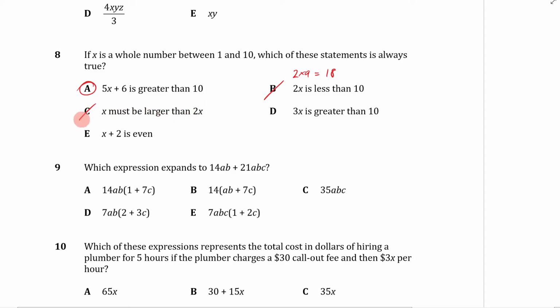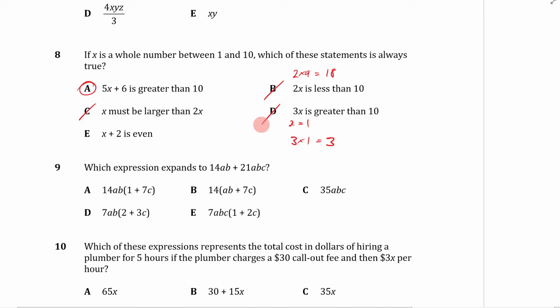Silly question. 3x is greater than 10. Again, that's not true, because if I was to put in 9, I would end up with 3 nines is 27. Sorry, 27 is greater than 10. What if I was to put in the 1 into this? So if it's between 1 and 10, what if I said let x be equal to 1? Well, that's going to be 3 times 1 is 3, and that's not greater than 10.